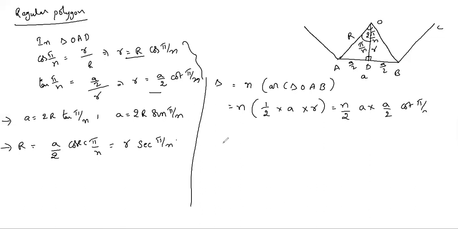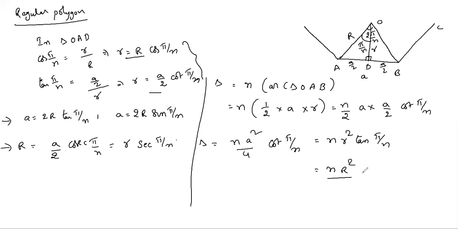So the area equals n into a square by 4 cot pi by n. This is only in terms of the side. Similarly, in terms of the inradius, it is r square into tan pi by n. In terms of the circumradius, it is R square by 2 into sine 2 pi by n. So in terms of side, in terms of inradius, and in terms of circumradius, using these we find the area of the regular polygon. So this is about regular polygon. Regular polygon means all sides as well as all angles are equal.